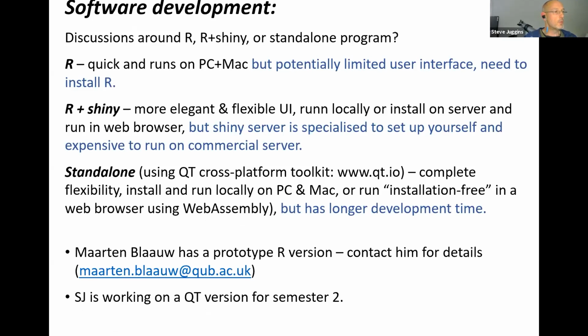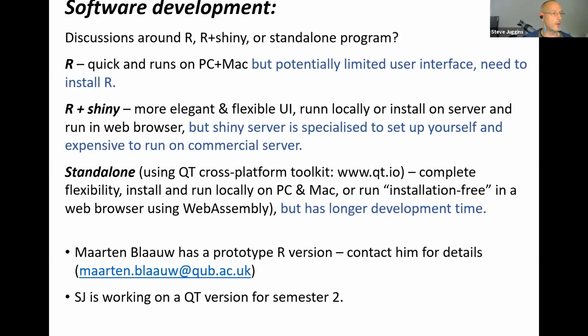In terms of software, we've had discussions about how to update the software, whether to implement it in R, whether to use R and Shiny. Shiny is a package in R that's really good for building interactive dashboards that can run in a web browser, or whether we should develop it as a standalone program. I initially thought we could program it in R. The advantage is it's quick, it can run on a PC or Mac, but the downside is it's got a potentially very limited user interface if you do it in raw R. And of course, anyone using it then needs to install R or use it across a virtual network.